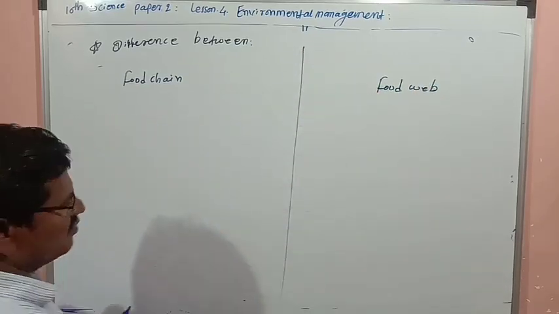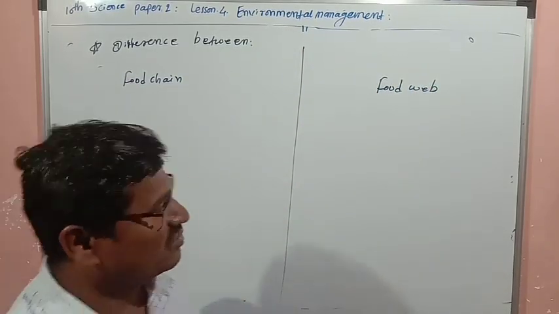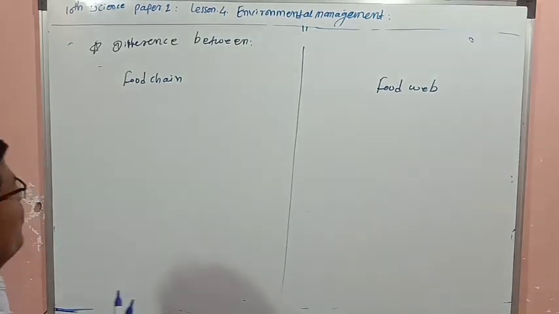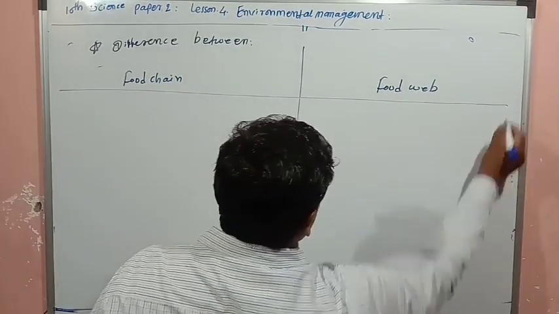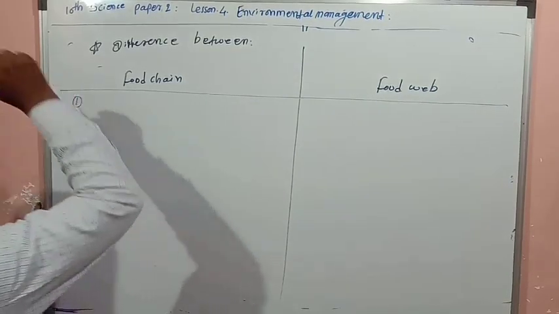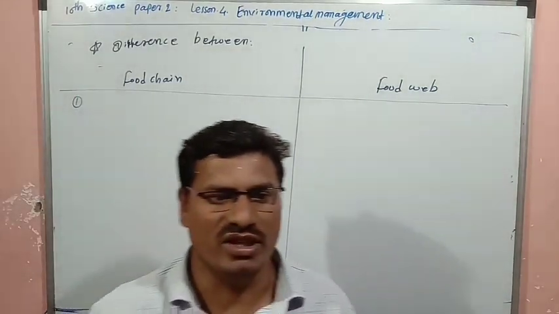Food chain and food web. So in case of the food chain and in case of the food web, which points are there? First point: what do you mean by food chain?